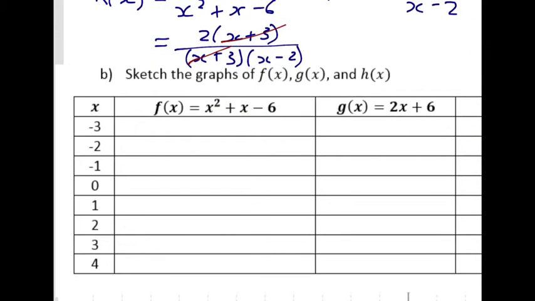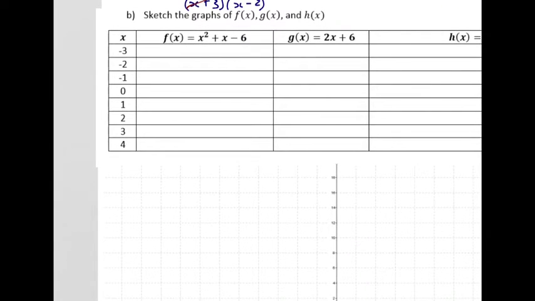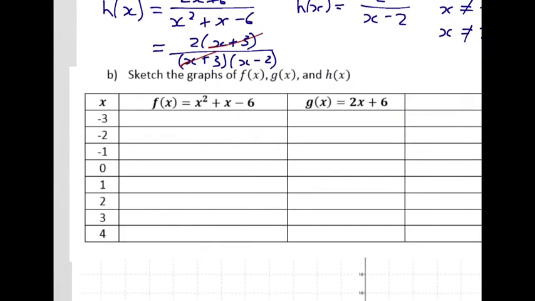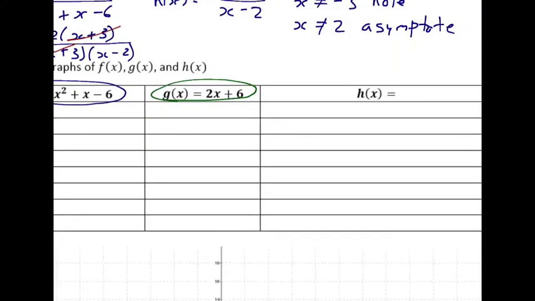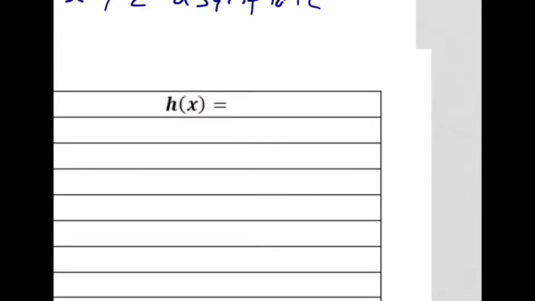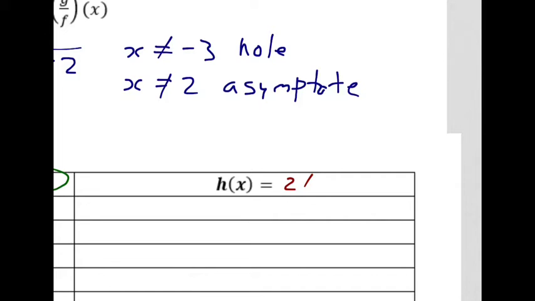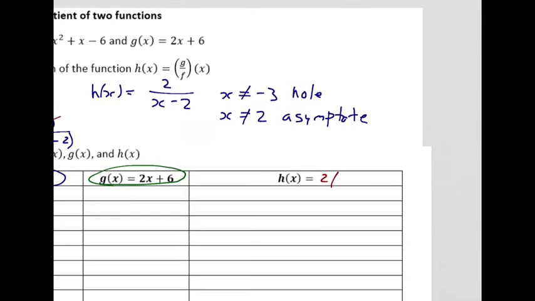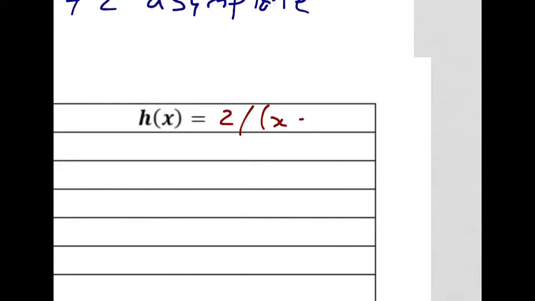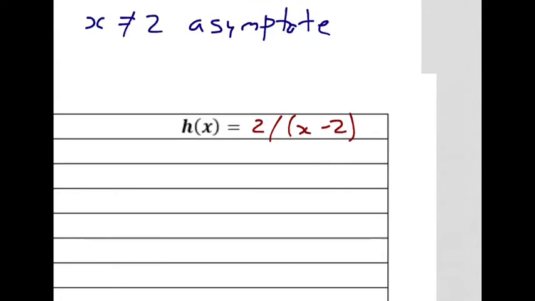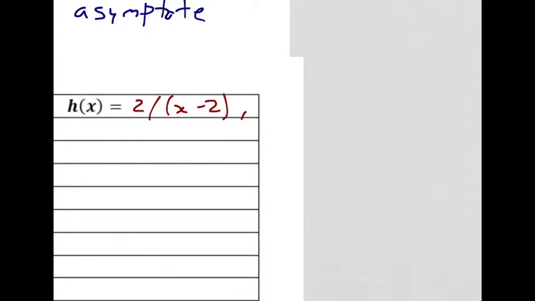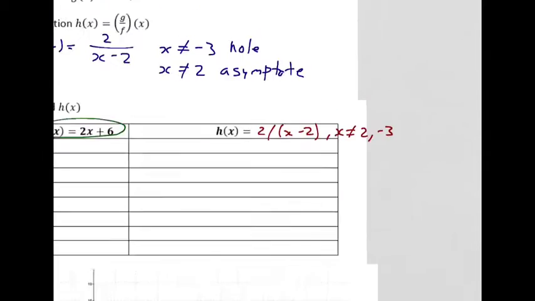Okay, so let's graph these three functions. I'll do f of x in blue, g of x in green, and then h of x in red. Okay, and we just found that to be 2 over, what was it, x minus 2? Yeah. But x can't be 2 or negative 3. We have to keep that in mind.